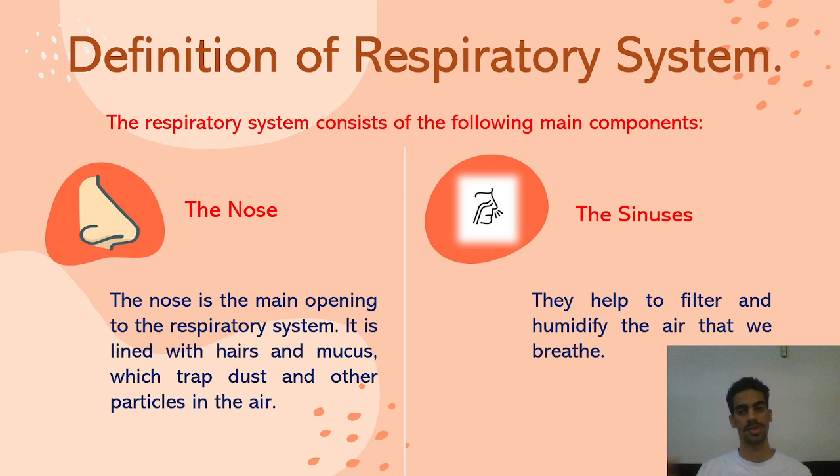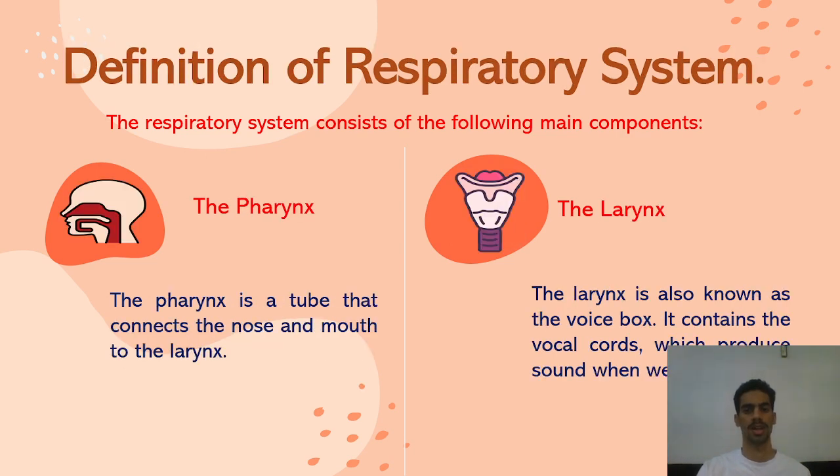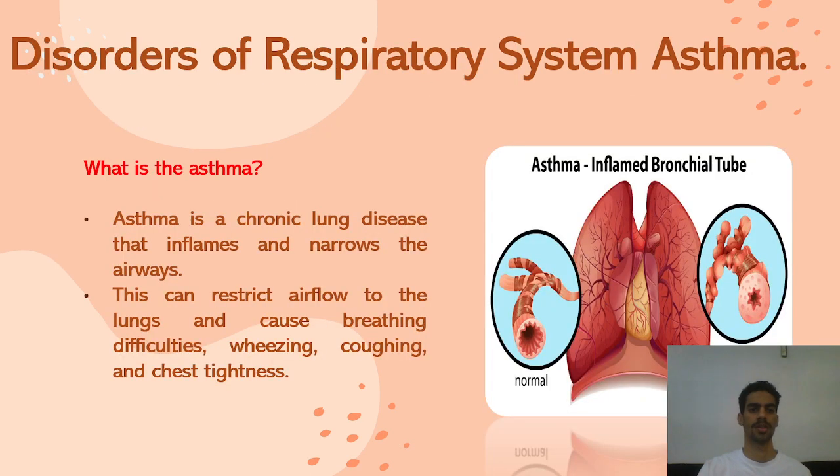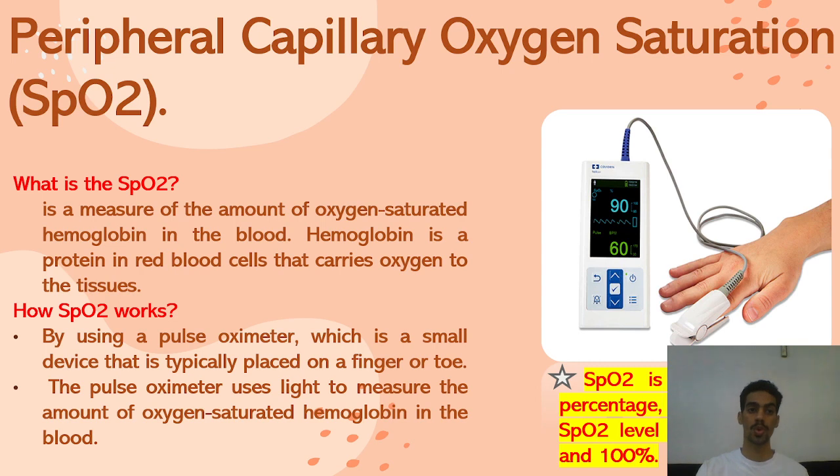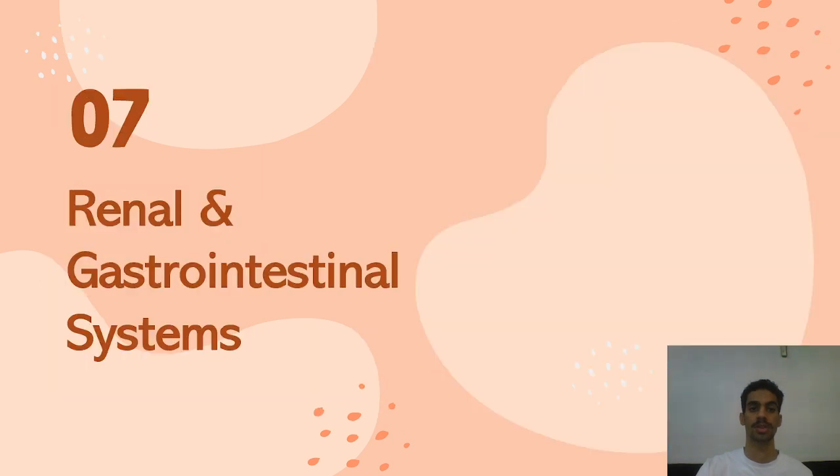And the definition of the respiratory system: we can say the respiratory system consists of main components such as the nose, sinuses, larynx, and pharynx. Here are the disorders of the respiratory system, and lung cancer. SpO2 is something biomedical engineering made to measure the amount of oxygen and hemoglobin in the blood.